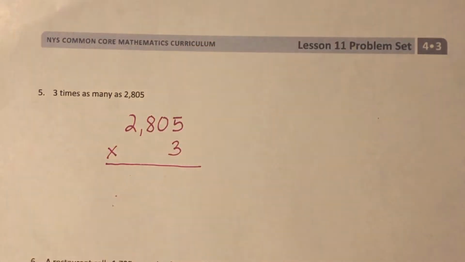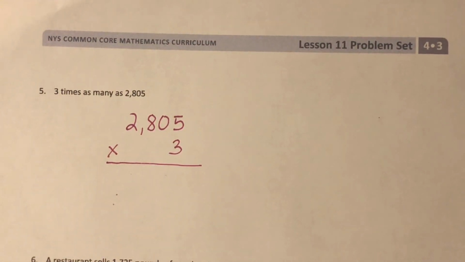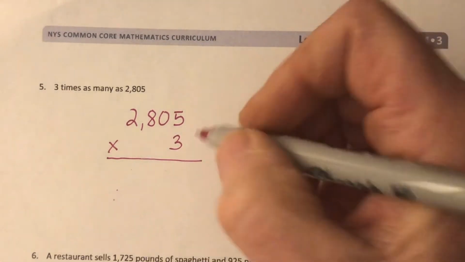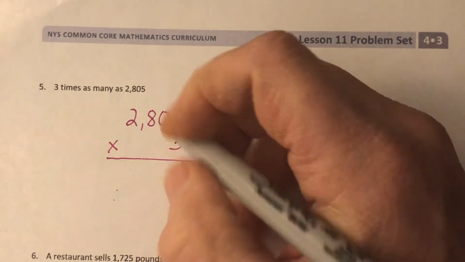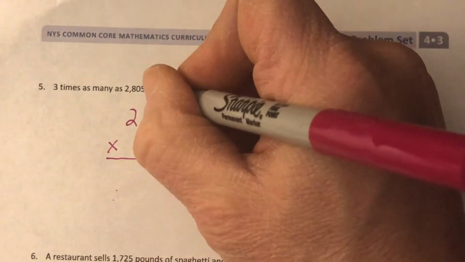I'm going to multiply that by 3, okay? Now you can choose any way you want to do this. I can break this apart, I can do partial products, I can do area model, or standard algorithm. 3 times 5 is 15. Put down the 5, carry the 1.